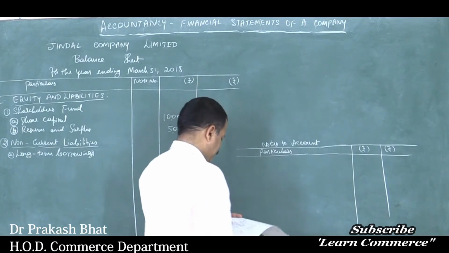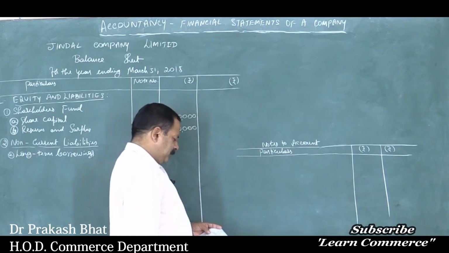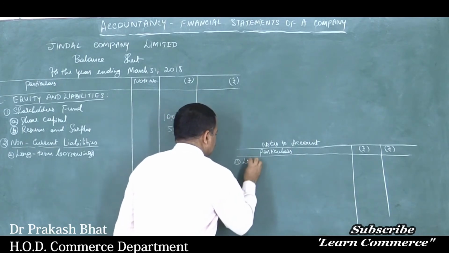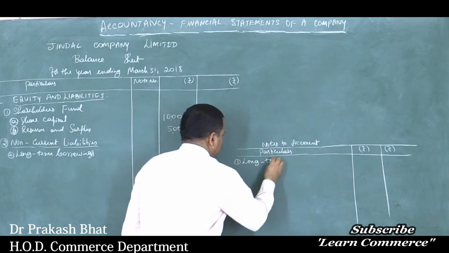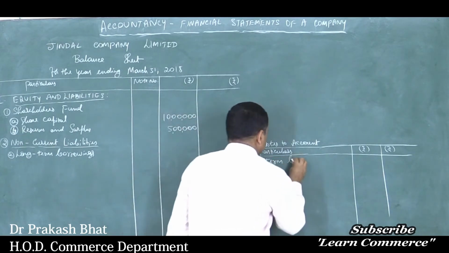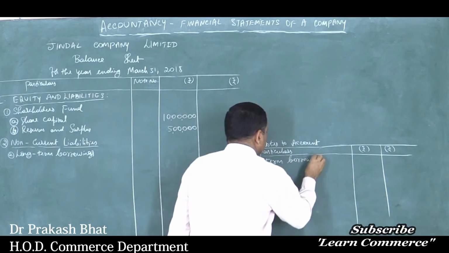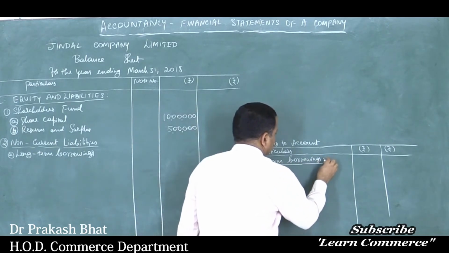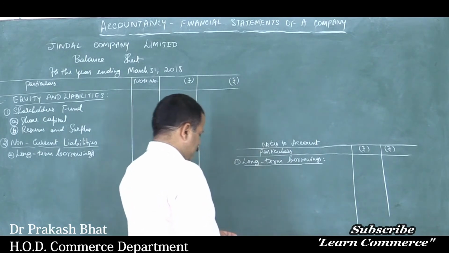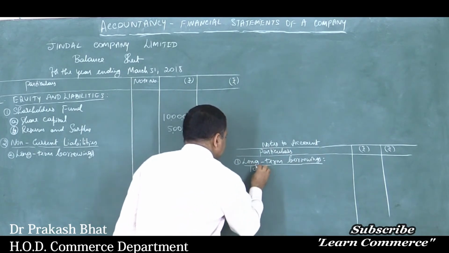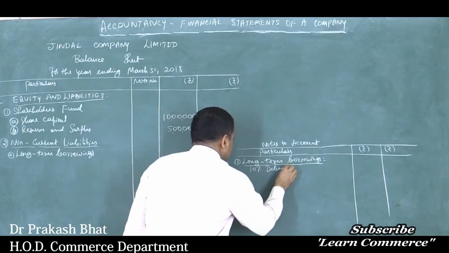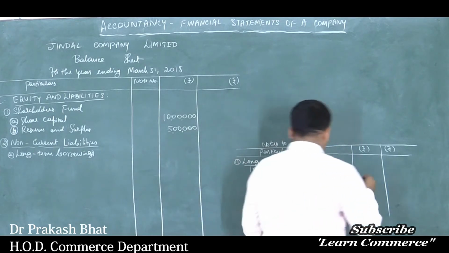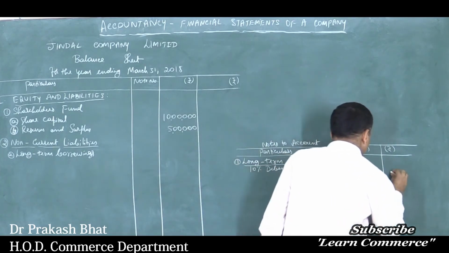First one, long-term borrowings. Under that, 10% debentures. How much is it? 5 lakh, in the outer column.